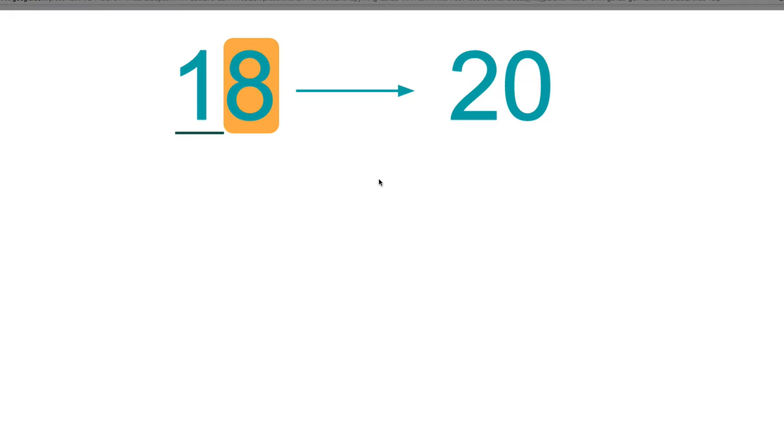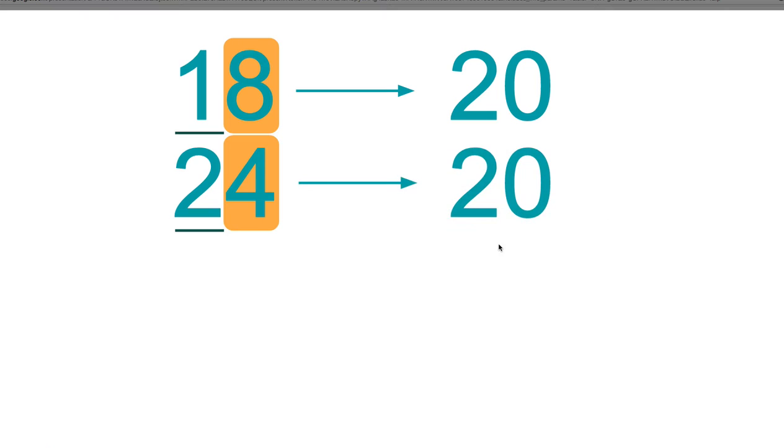All right? So then we have 24. Again, we're doing the tens place value, and we're looking at the 4. The 4 is less than 5, so we're going to round down to 20.